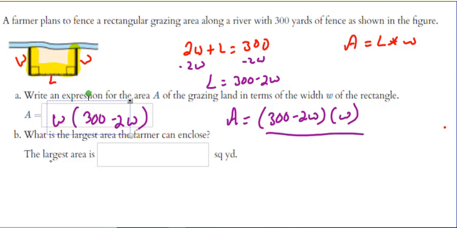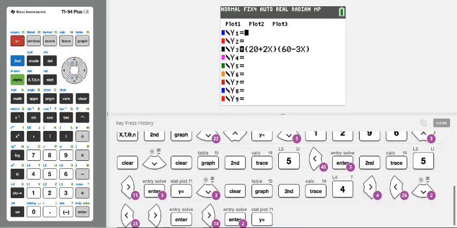Now, the largest area is blank square yards. So what we've got to understand is we've got to put this in our calculators. So let's go to our calculators here. Clear. Okay.